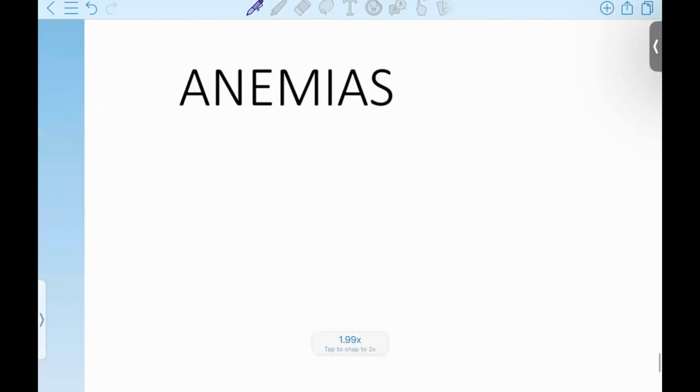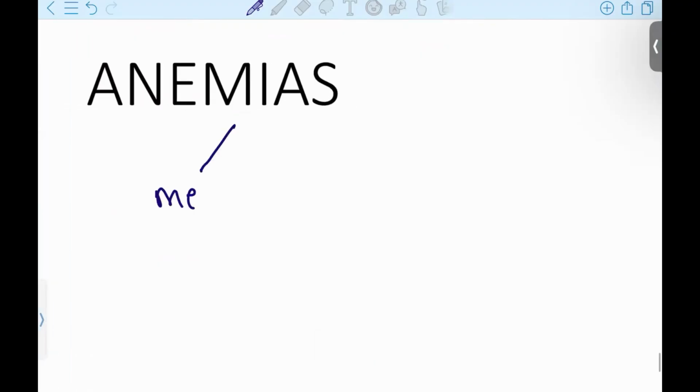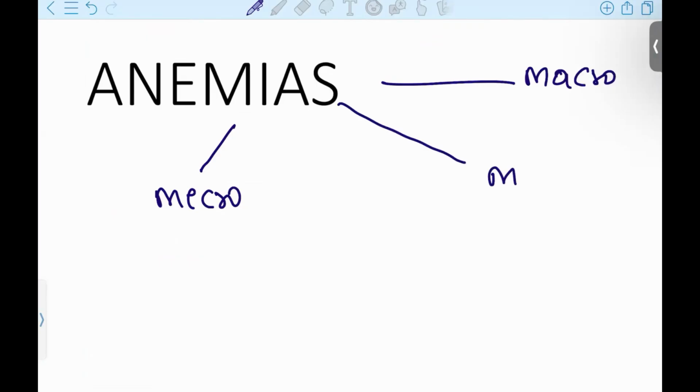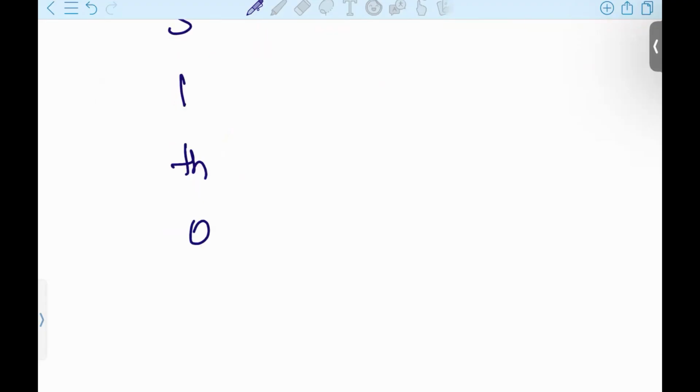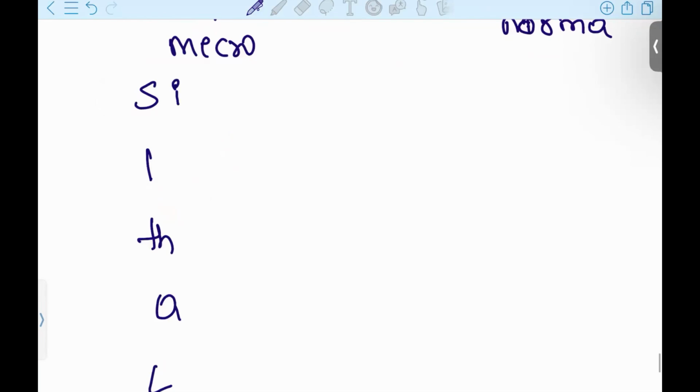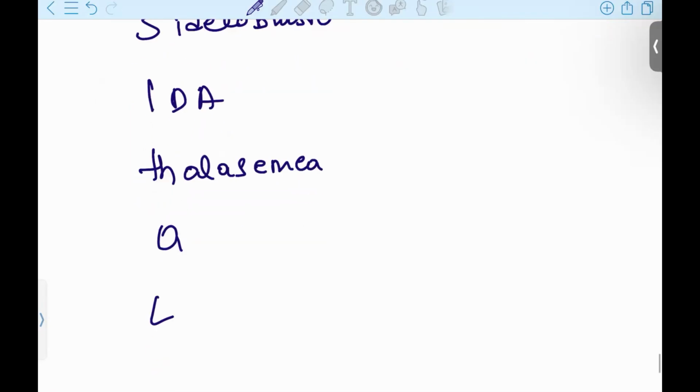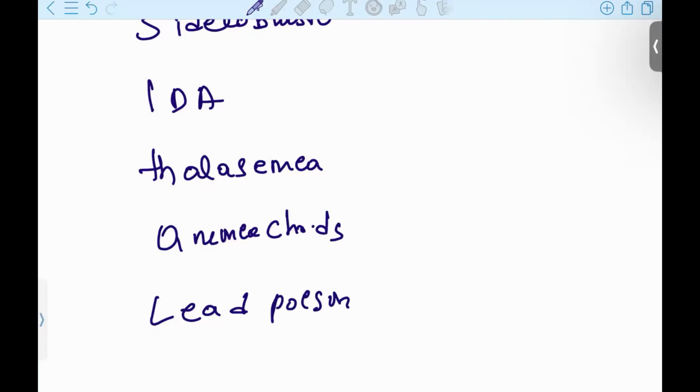Next, anemias. So anemias are divided into microcytic, macrocytic, and normocytic. These are the three types of anemia. In microcytic anemia patients, the mnemonic is SITAL. What is SITAL? Sideroblastic anemia, iron deficiency anemia, thalassemia, and anemia of chronic disease, and lead poisoning. All of this will be microcytic anemia.